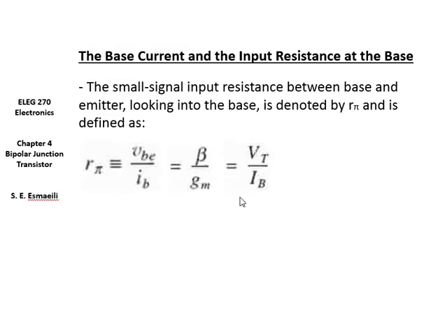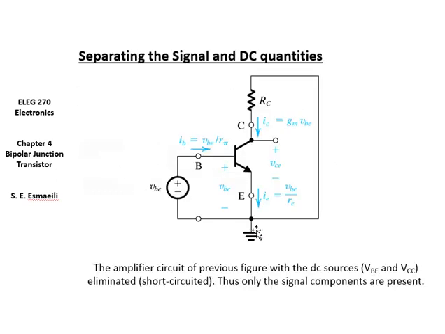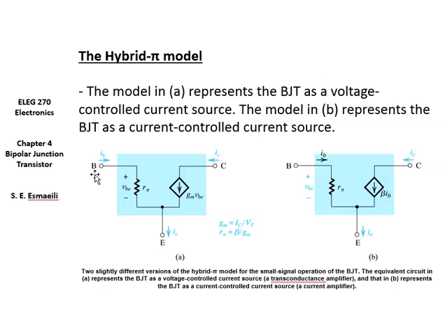Since we are in the active mode, and you have to be in the active mode to be able to do the AC analysis, you will find R pi, which is beta over GM. Then you will model your transistor with this model. We call it the pi model, in which the whole transistor is modeled with the resistor R pi and GM VPE. So here's your base, here's your emitter, here's your collector. And then you will add the rest of the components that were in the circuit.